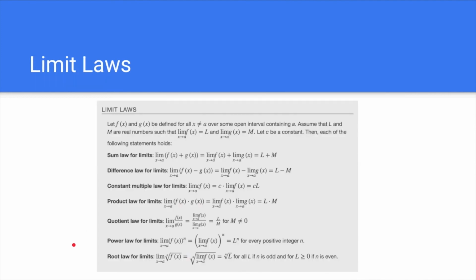So those are all the limit laws, and these are really helpful when solving limits. You can break apart functions into smaller functions, and if we have to use algebraic manipulation, it gets really easy to just focus on one part rather than solving a big limit.